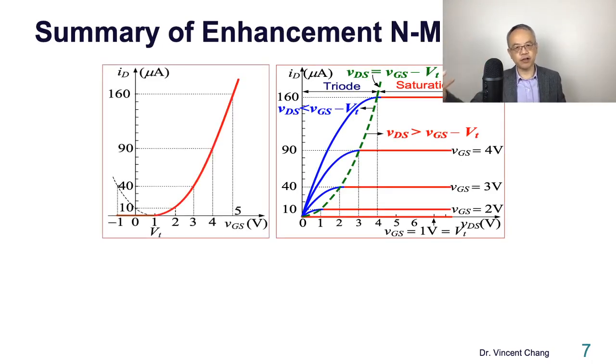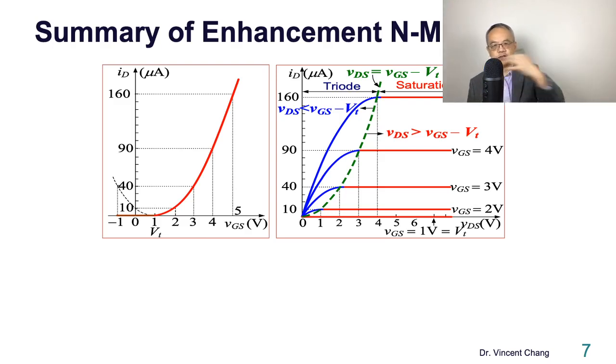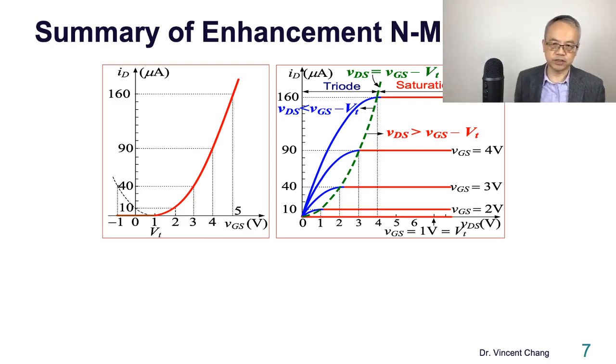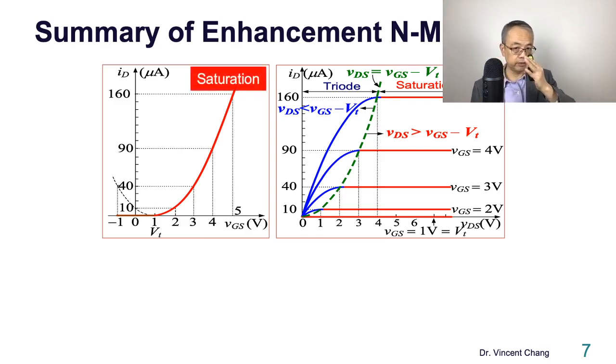But there's another characteristic called the transfer characteristic, ID versus VGS. In a common source configuration, the ID will be the output current and VGS will be the input voltage. So input voltage versus output current. It's a transfer characteristic, ID versus VGS. For the saturation region, pay attention to the color.